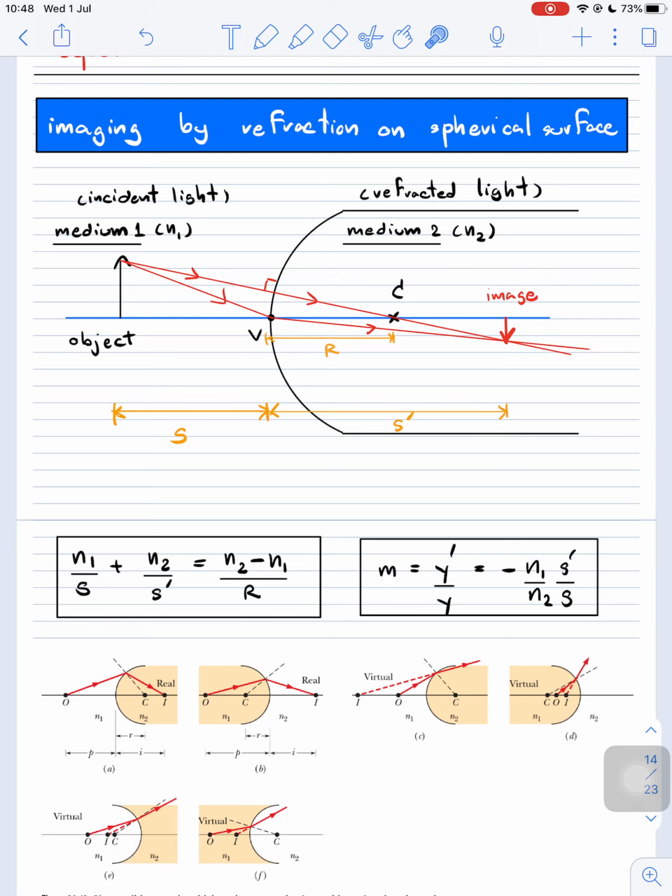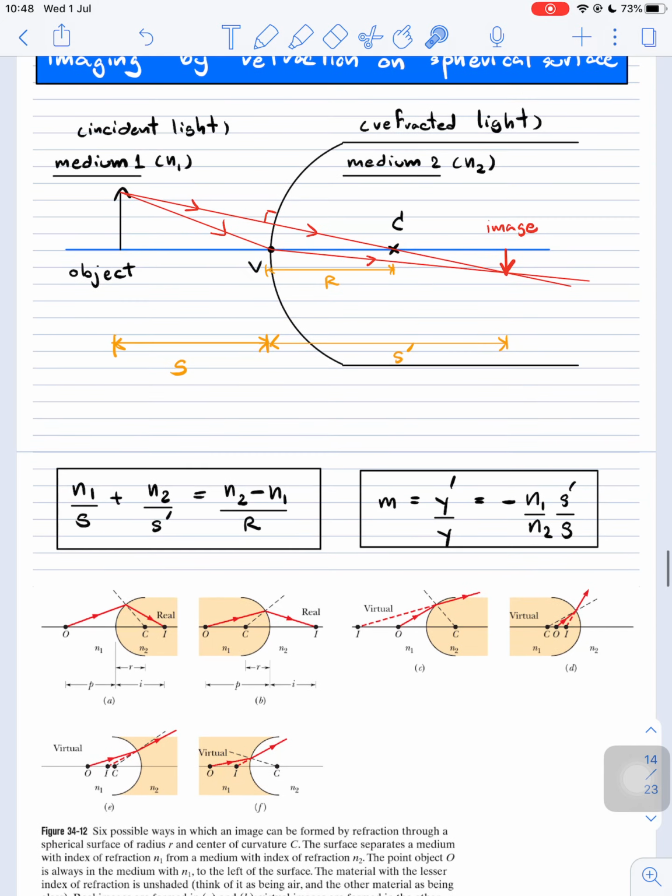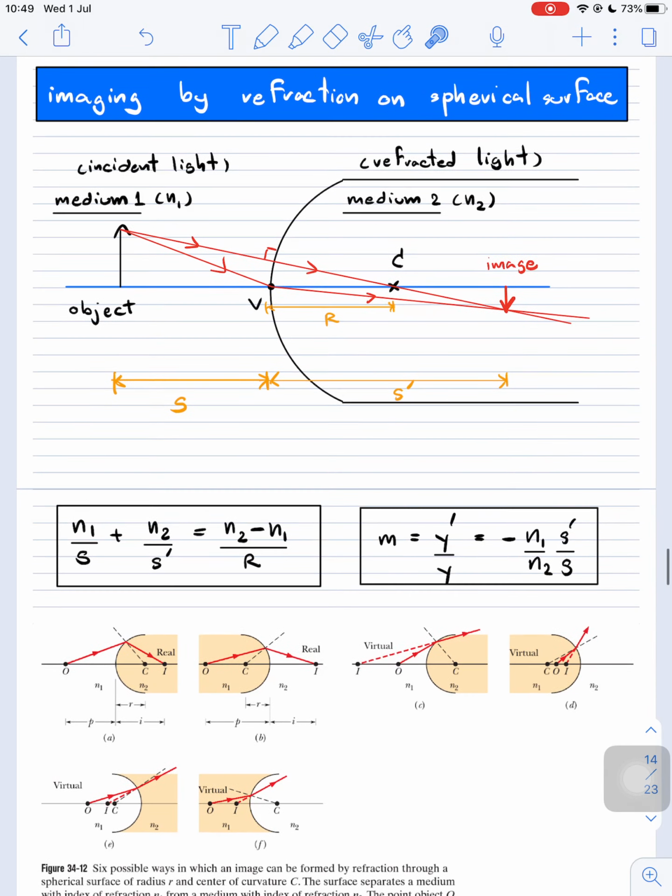We have equations that we can use to solve for the object distance, the image distance, and the radius of curvature, and we can also find the lateral magnification. The equation is here. I will not derive this equation; to derive it we can simply use trigonometry. The point is that we only use this equation to find the image, and that is enough. Don't forget that number 1 and number 2 are for the medium of the incident light and the refracted light respectively.